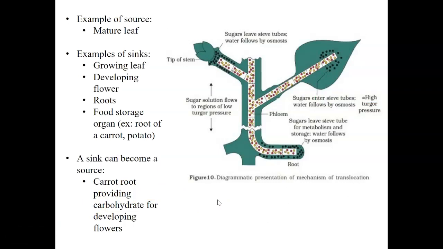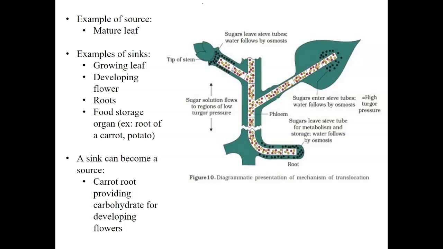Examples of sources are going to be like a mature leaf, because a mature leaf is going to do lots of photosynthesis and create a lot of sugars. However, it's not really using those sugars necessarily for itself anymore, because what a leaf typically is going to use the sugars for is growth, and a mature leaf is already fully grown. So it doesn't need all the sugars that it's making for itself. Therefore, any excess sugars made by a mature leaf will be transported or translocated to a sink.